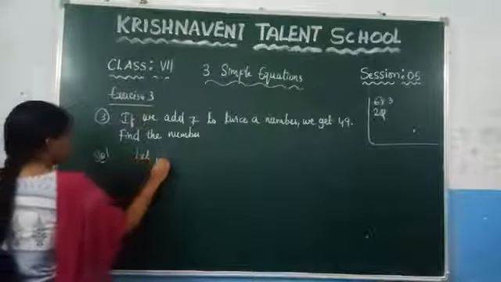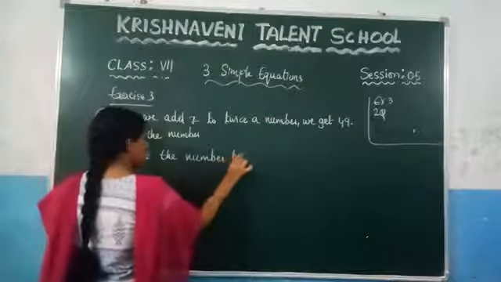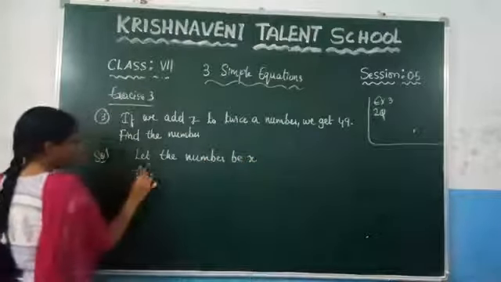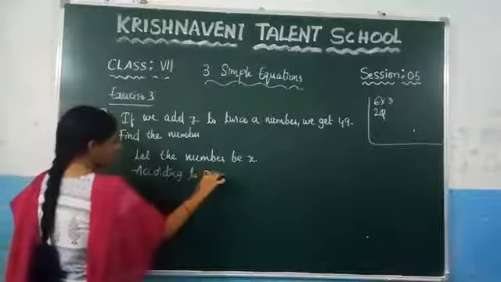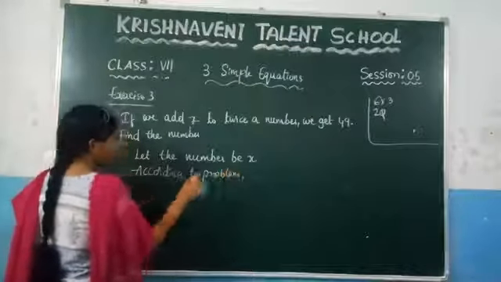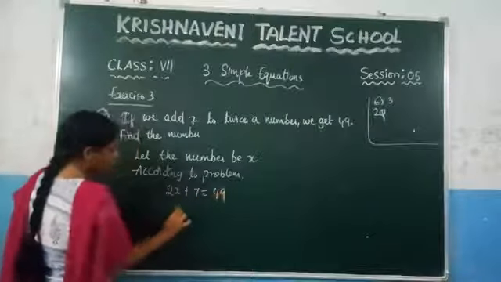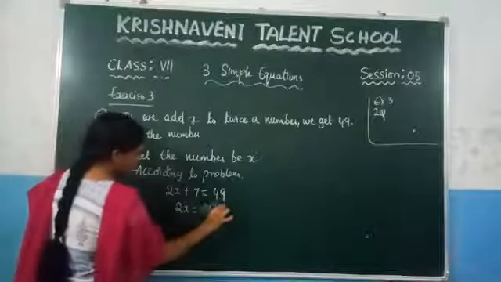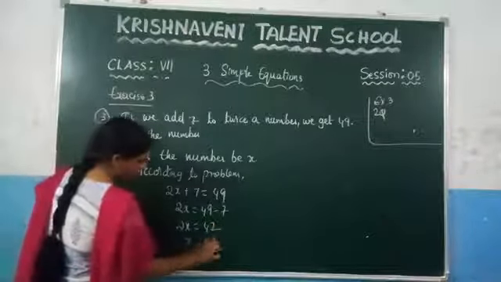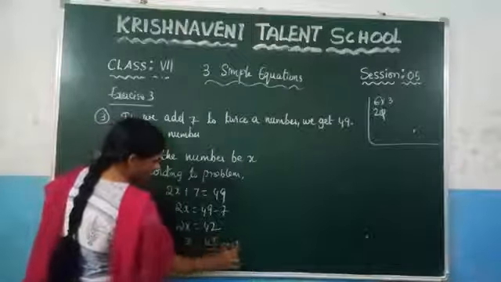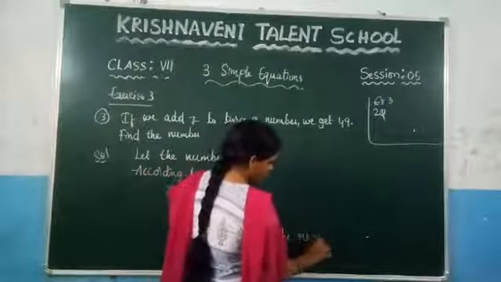Let the number be x. We don't know what that number is. Let us consider that number as x. So, according to the problem, I am writing here twice of a number plus 7 is equal to 49. So, the value of 2x is 49 minus 7, and you will get here 42. So x is equal to 42 by 2, which you are getting here, 21. So write it here at last. Therefore the required number is 21.